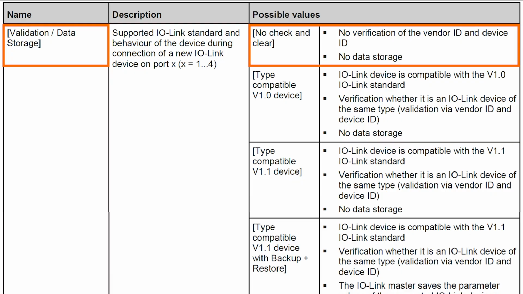The first option, No Check and Clear, allows any I/O link device to be connected to the port and read. This means that there is no device check and no data storage. The next two options, Type Compatible Device, can be used to check that the correct sensor is connected. This can be done with the new 1.1 standard and even with the first I/O link standard 1.0. Only the device type is checked without any kind of data storage.